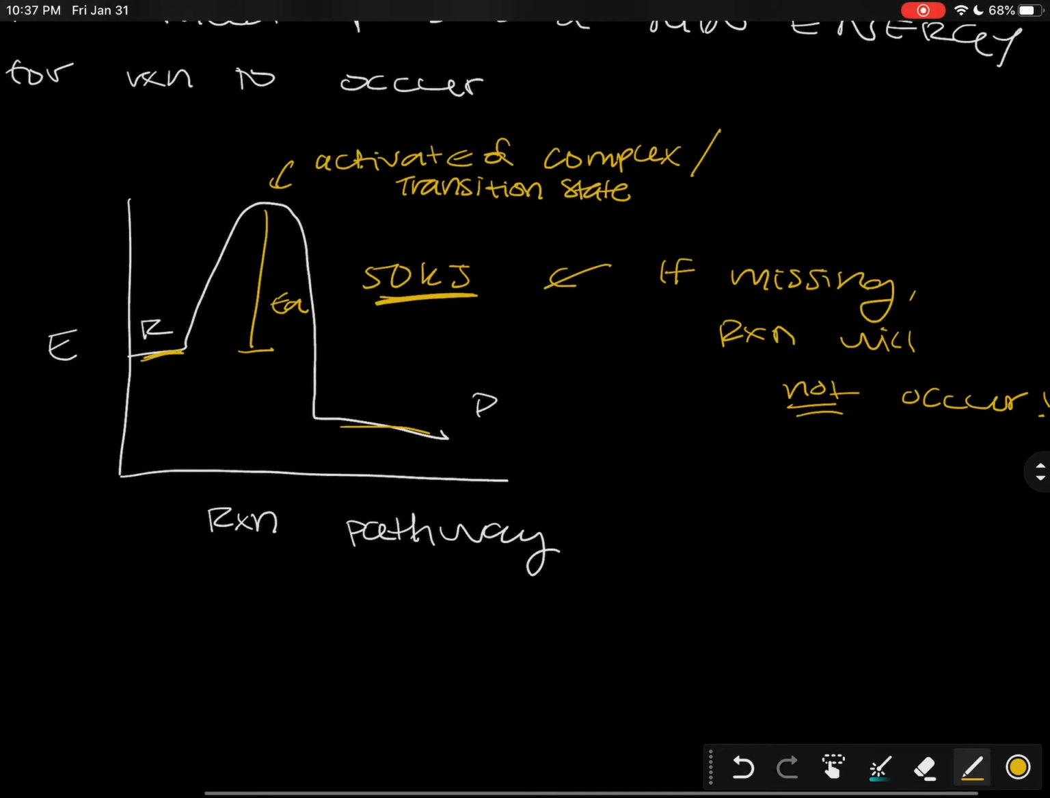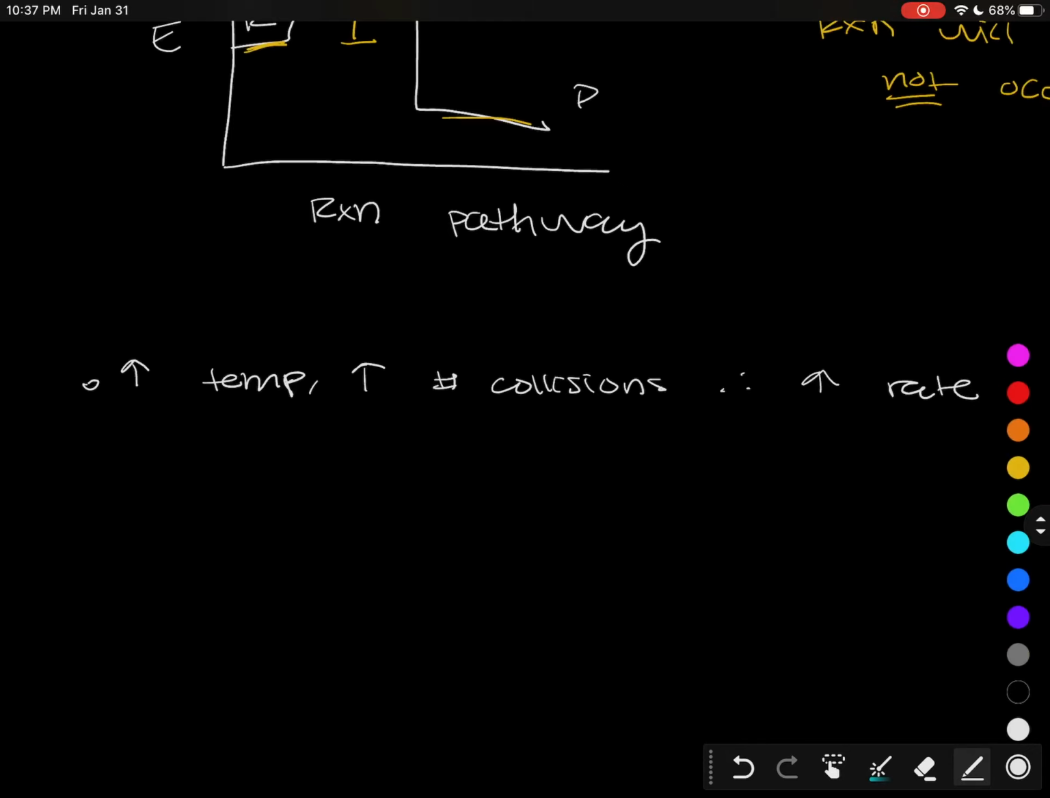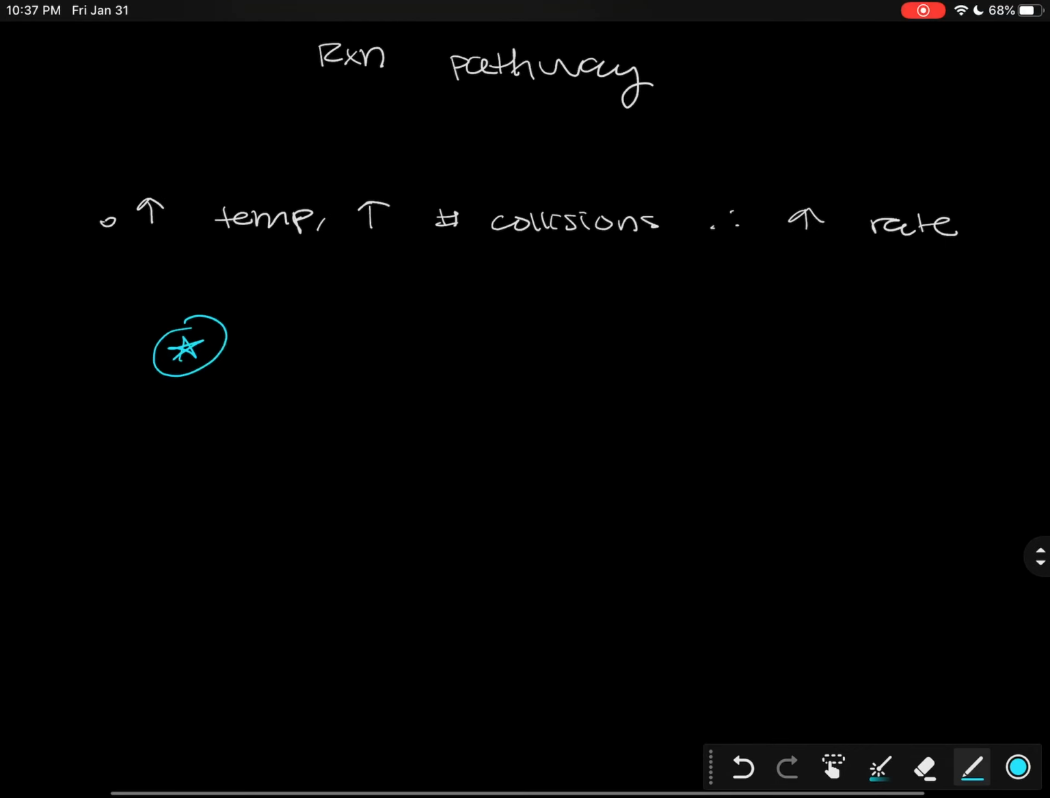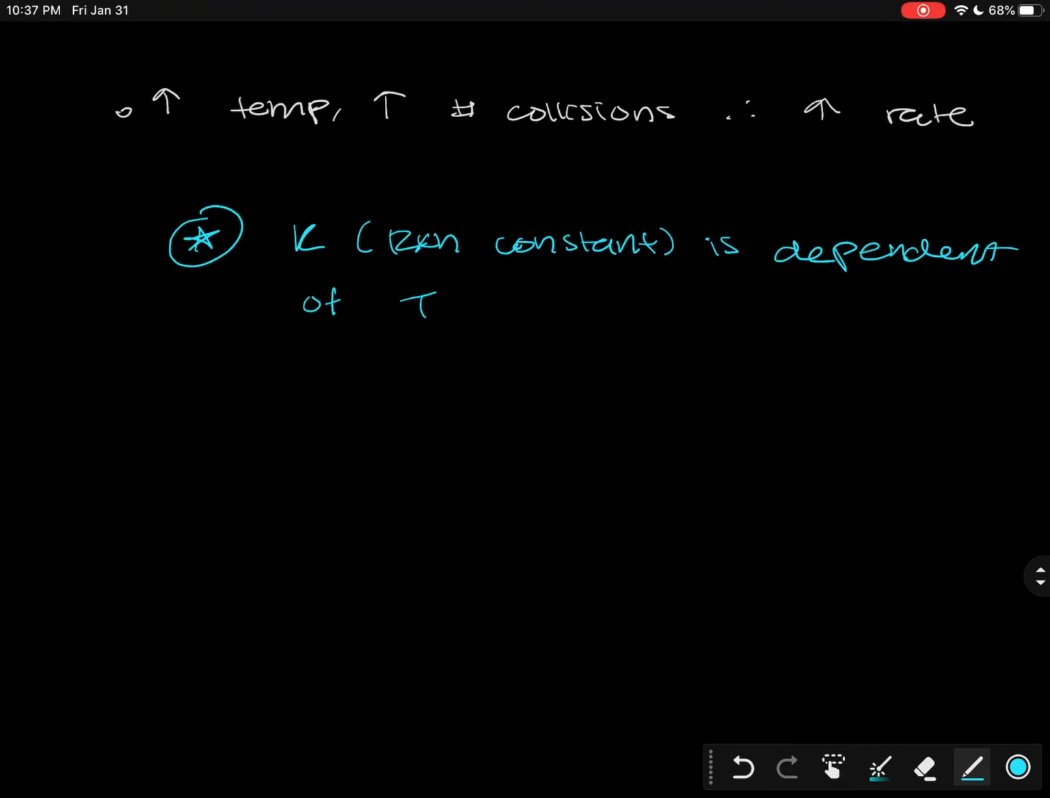Okay, and then the last part of collision theory is that if we increase temperature, we'll increase the number of collisions, which will therefore increase rate. And a big thing to highlight is that K, or our reaction constant, is dependent on T, or temperature.